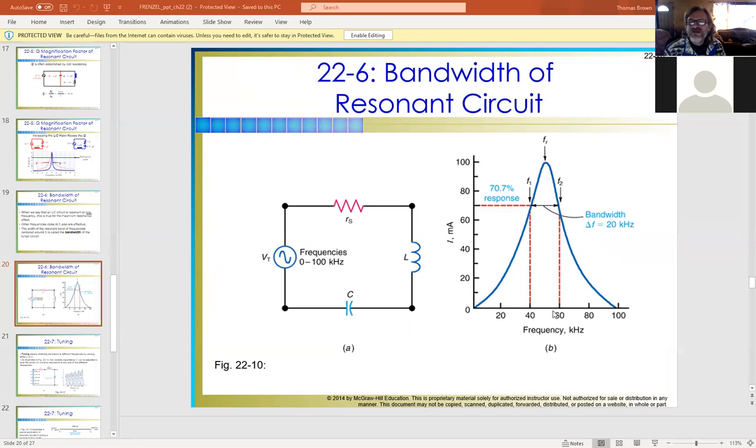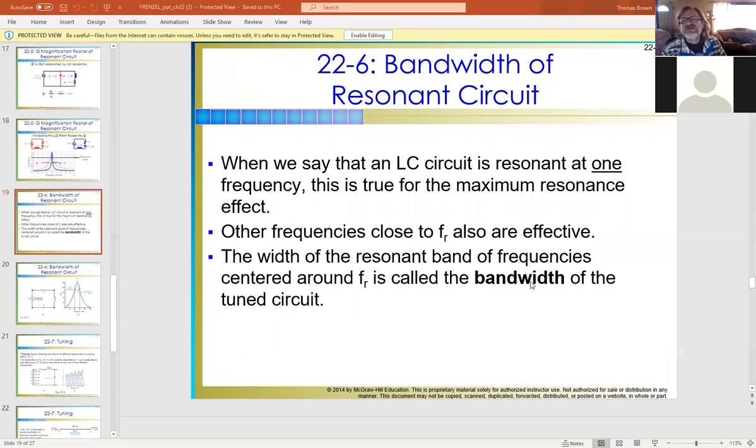So overall, if we look, our circuit is capable of running frequencies anywhere from 40 to 60 kilohertz, ideally being the 50 kilohertz line, but it's acceptable to run all the way up or all the way down, from 40 to 60 here. And that is what we mean by the bandwidth. It's like, how much room do we have to play with?